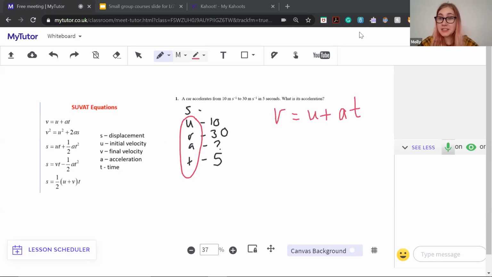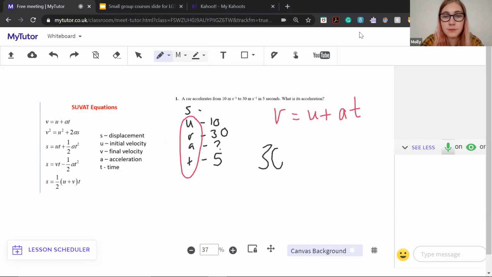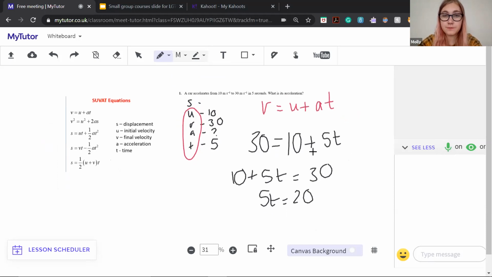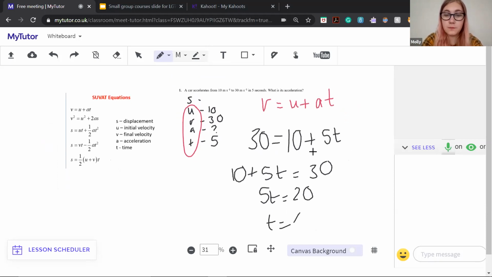Perfect. So yeah, we just substitute our values in here. So v, that's 30, equals u plus at. Well, we don't know a, but t is 5. 30 equals 10 plus 5a. Subtract 10 from both, well, swap them around first. 10 plus 5a equals 30. Subtract 10 from both sides. And then divide by 5. And you get a equals 4. So hopefully that makes sense.